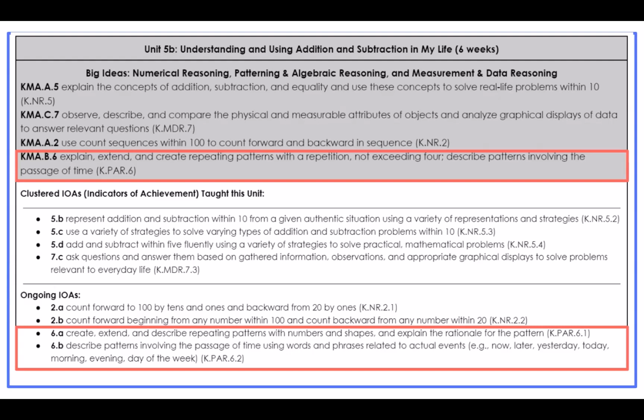It is important to know when showing students a pattern to describe and or extend, the entire core should be created in the repetitions. For example, if the pattern is triangle, square, square, that entire core must be shown at least twice. Our work in Unit 5B will focus on representational repeating patterns with numbers in which students describe and extend the pattern. In Unit 6, students will begin creating patterns. With IOA 6.B, students should be able to describe patterns involving passage of time, using words and phrases related to actual events.